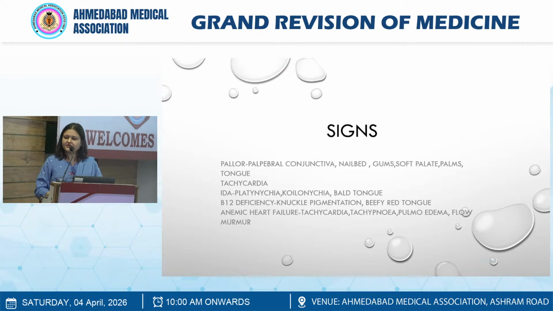Then B12 deficiency. In B12 deficiency, we find knuckle pigmentation and beefy red tongue. Now, if patient is having life-threatening anemia, then patient may present with anemic heart failure. In that case, you find tachycardia, tachypnea, even bilateral fine crepitations in both lung fields because of pulmonary edema. Then flow murmur, as I think sir told, it is a functional murmur, and it is heard in all the areas of the heart.